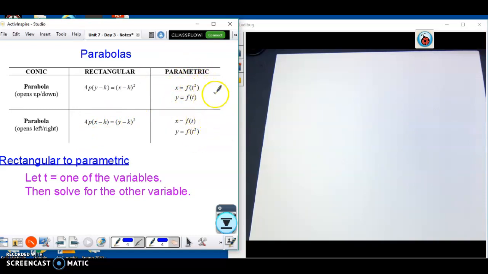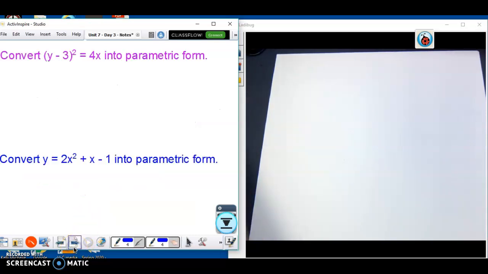In order to represent a parabola, one of your parametric equations has to have a squared inside of it. Depending on if the x is the one with the squared, then it's going to go up or down. If the y is the one with the squared, it's going to go to the left or right. So in order to solve these, if we want to go from rectangular to parametric, we're going to let t equal one of the variables, and then we're going to solve for the other variable. So let me show what that means.